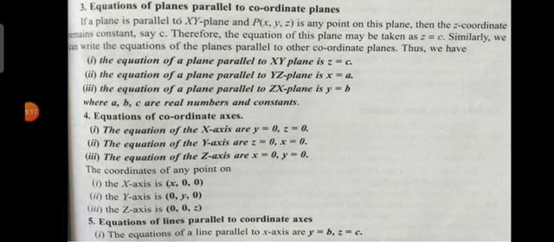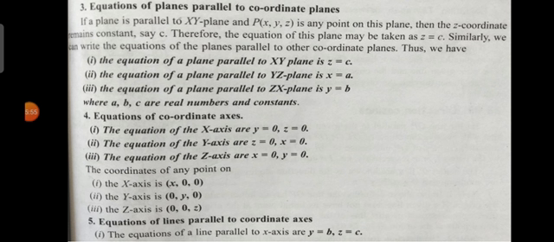So now the equations of planes. For a plane parallel to the xy plane, z is equal to c, a constant, since z is not changing there. The equation of a plane parallel to yz is x is equal to a, a constant. For a plane parallel to xz, y is not changing, so y is equal to some b.